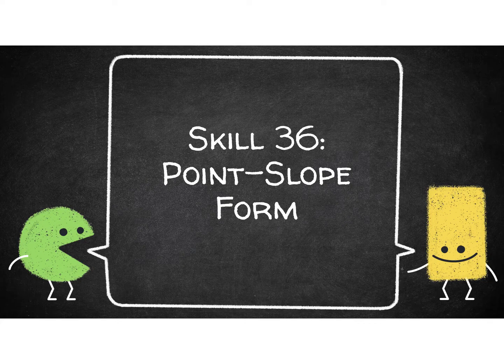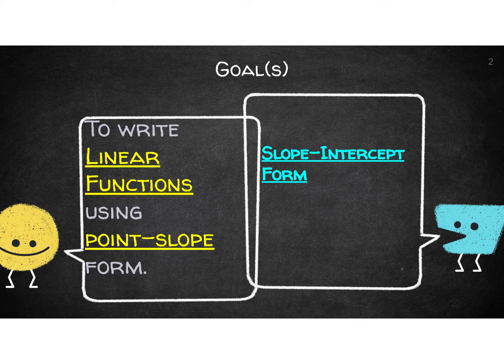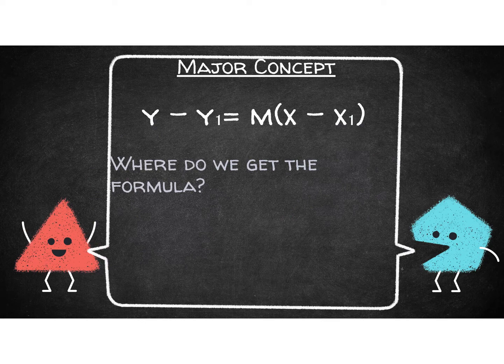Skill 36, point slope form. The goal of today's lesson is to write linear functions using point slope form. One thing we're going to have to recall when we're doing this is slope-intercept form. Slope-intercept form is y equals mx plus b, and we're going to do a new format of a similar type of linear function. So our key concept for today is point slope form.